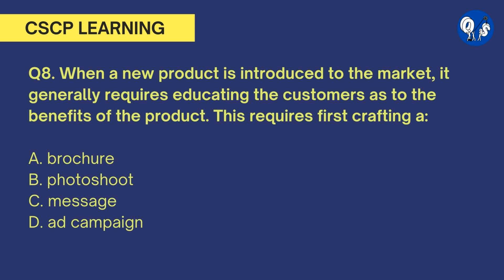This requires first crafting A. Brochure, B. Photo shoot, C. Message, D. Ad campaign. The correct answer is C. The first step in educating the customer is to craft the message which states the benefits to the customer. From the message, the mechanism to get the message to the market can be created: ad campaigns, photo shoots, brochures, etc.